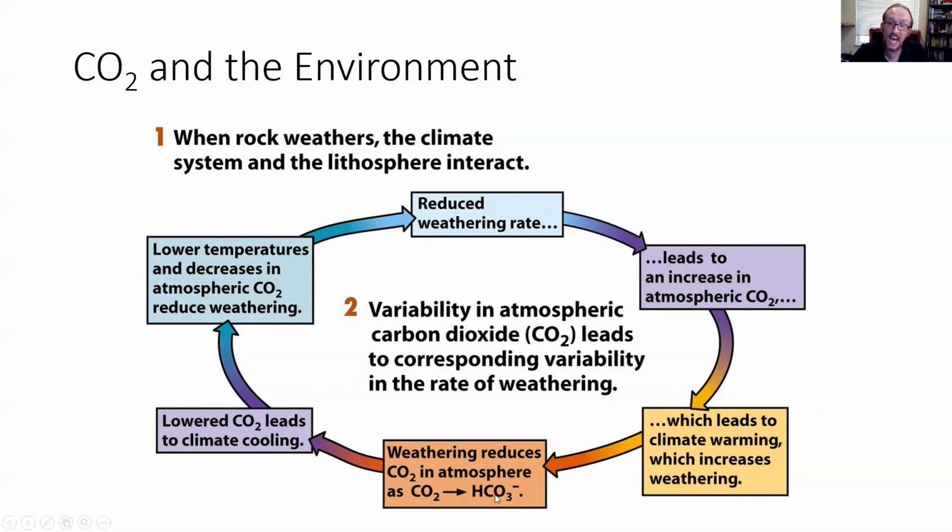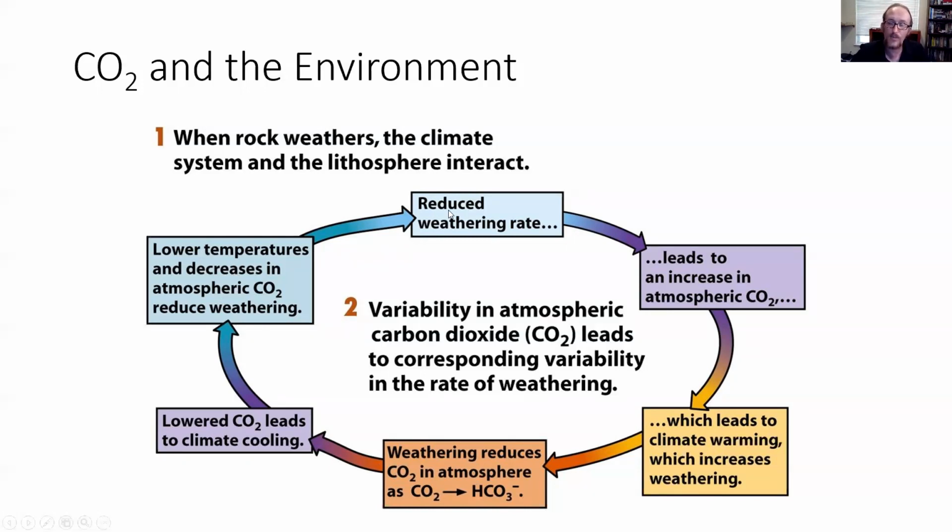When that occurs, weathering reduces carbon dioxide in the atmosphere. Why? Carbon dioxide is forming this ion, and therefore carbon dioxide is being removed from the atmosphere. Well, if carbon dioxide has a profound influence on keeping the planet warm, lowered carbon dioxide leads to climate cooling, because now more carbon dioxide is being taken up in weathering, and less is there in the atmosphere to keep the planet warm. Lower temperatures and decreases in carbon dioxide then reduce weathering, right? We need a warmer climate to have fast weathering, but the faster the weathering, the faster we pull it out, so that starts cooling everything down.